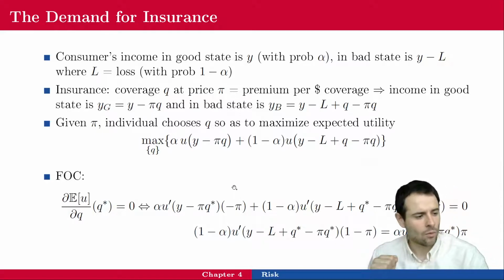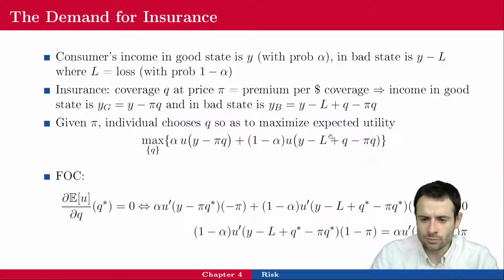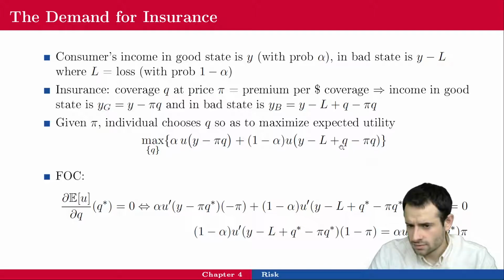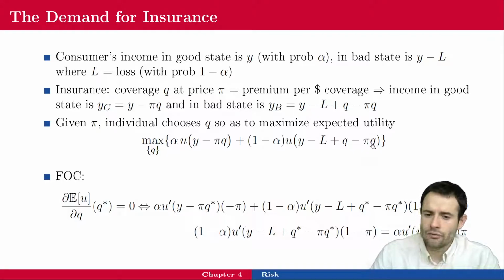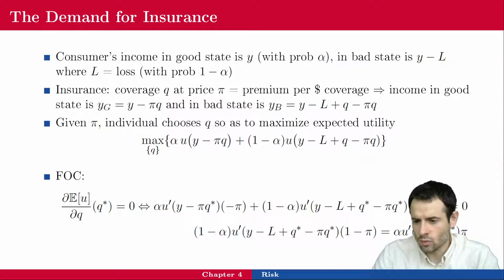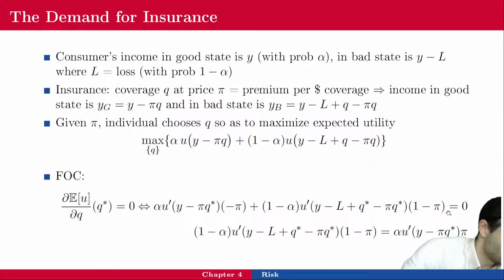Now, let's take the derivative of the second term. It's going to be 1 minus alpha times u prime of what's inside and times the derivative of what's inside. Q shows up at two different places, here and here. The derivative of what's inside with respect to Q will be 1 minus pi. And that's how I end up here with 1 minus pi. 1 minus alpha times u prime of what's inside times the derivative of what's inside.